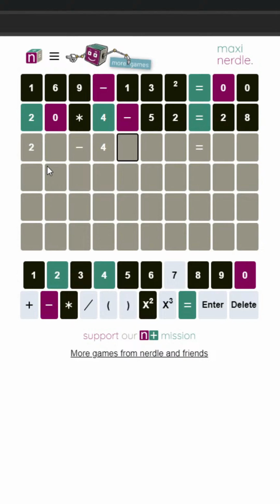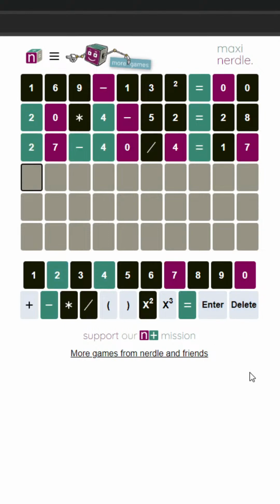Here is my next guess. Let's try for like 27 minus 40 divided by 4. So it'd be 27 minus 10, which is 17. Unlikely, but worth a shot. Oops. So we have 2 7s in here, neither of which are there. I see. We also have another 4.